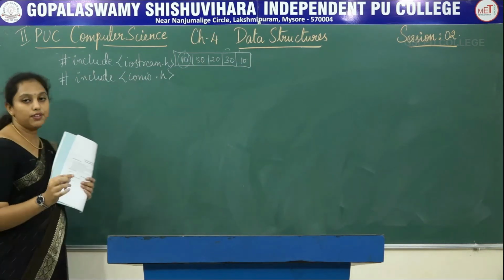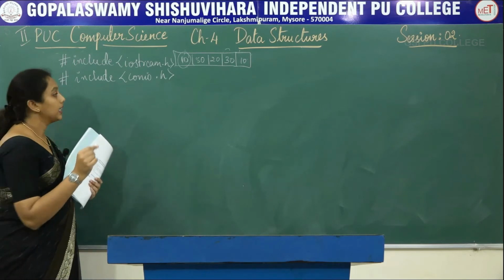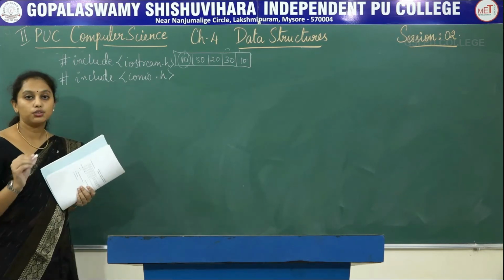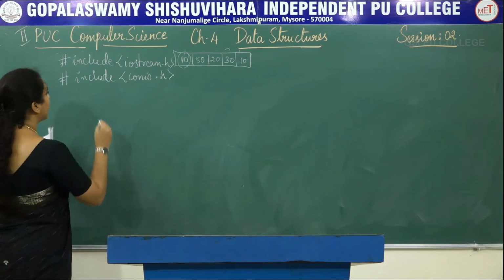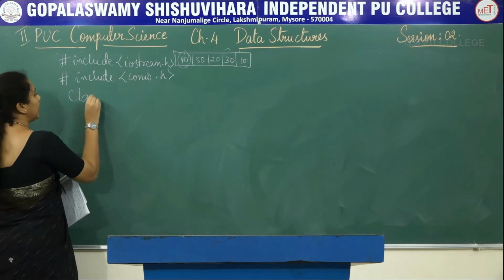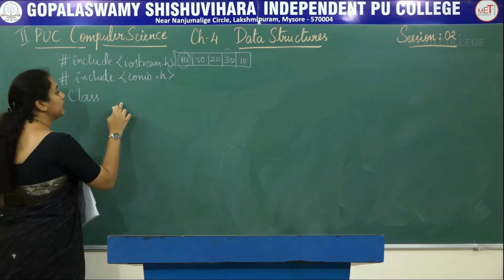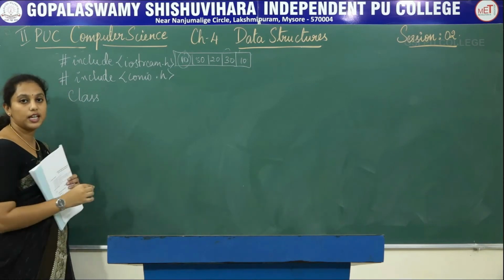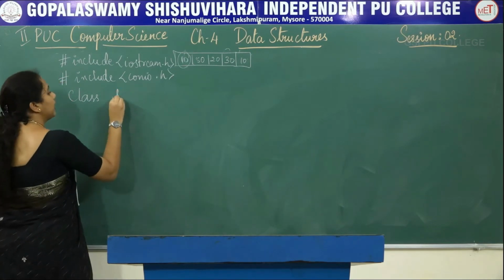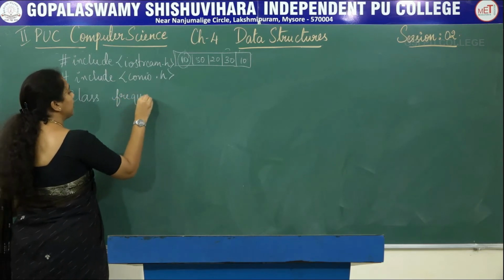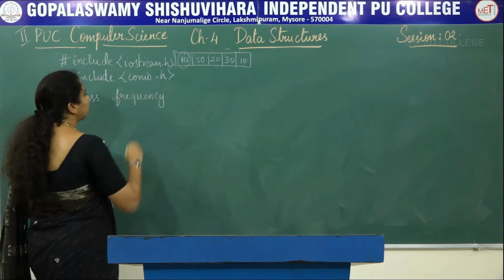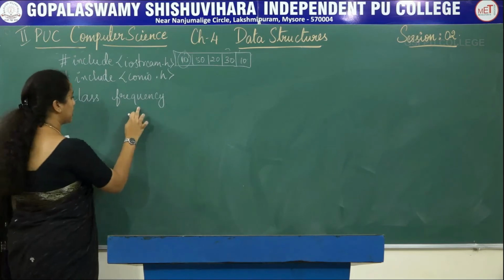Next, what do we have to do? We have to define a class. So how to define a class? It always starts with the keyword class, then a user defined name. So what is the name of the class? I will consider it as frequency. The name of the class is frequency.